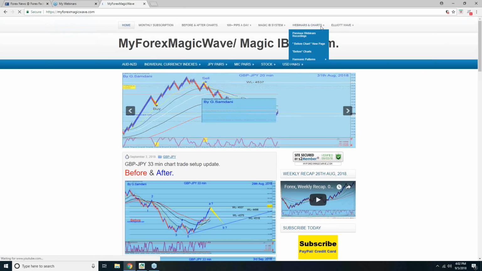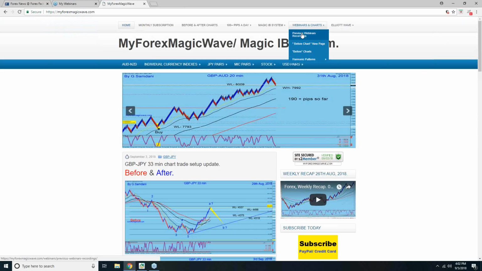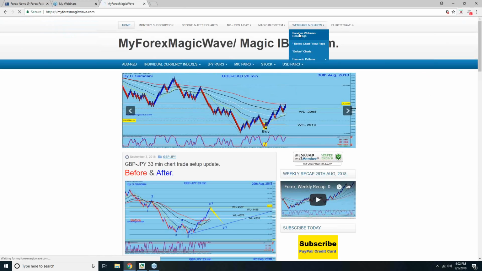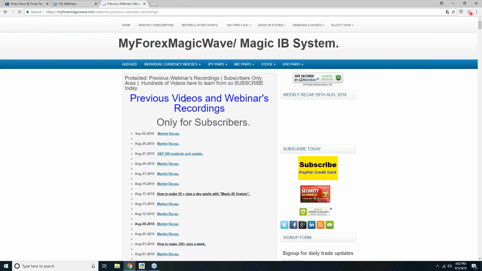And if you put your cursor on this tab here, this button here, the first tab is previous webinar recording. You click on that, and a page will open, and it will ask you for the password. Simple. I don't know if it's gonna ask me or I'm already logged in. See, I'm already logged in. Okay, I have to log out to log in. But usually you get a page where it says enter the password, and you put the password there, and you will have this page open up right away.